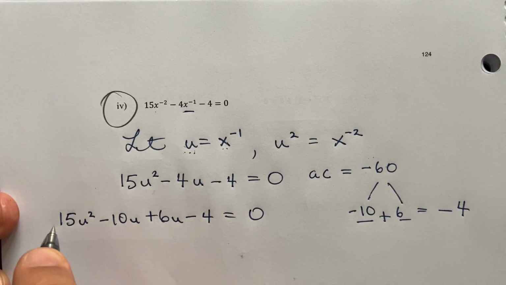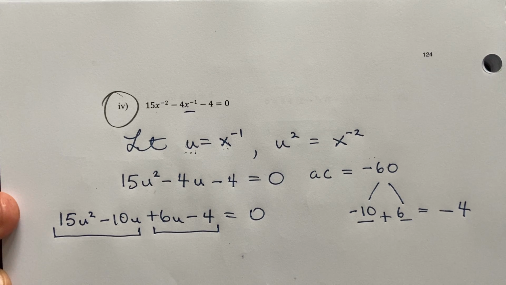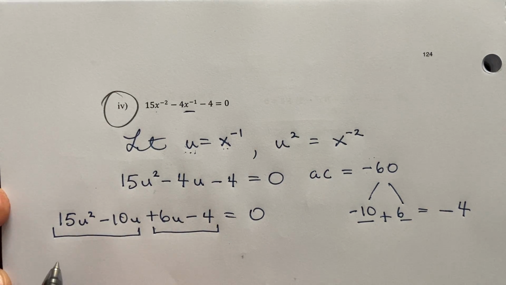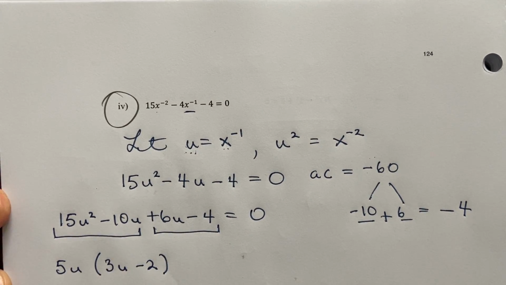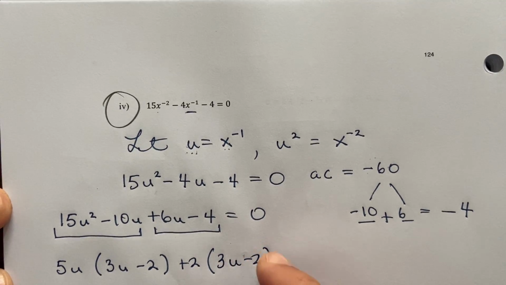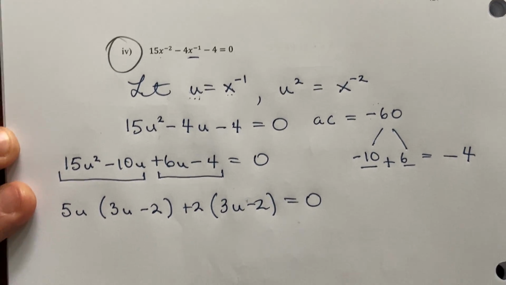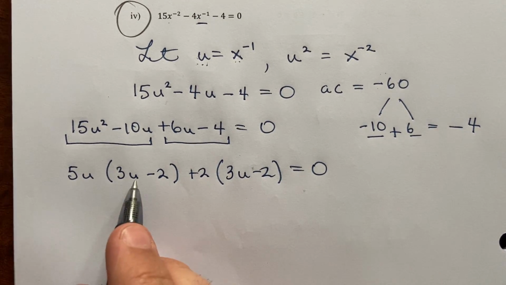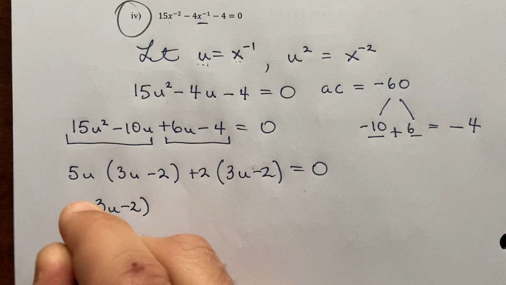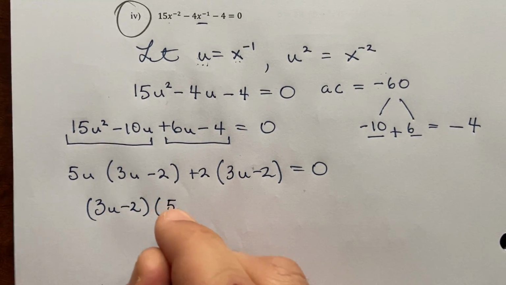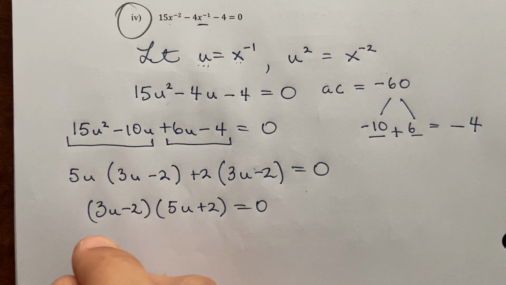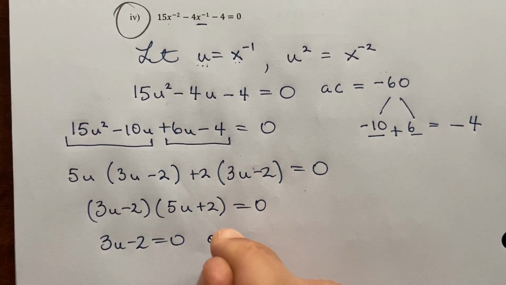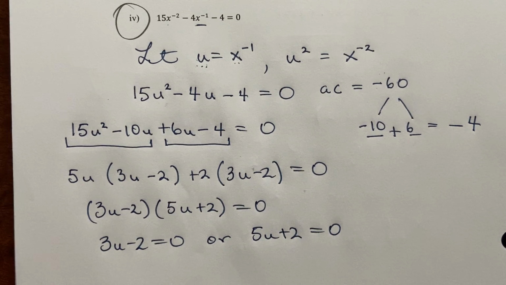And then factor by grouping. So I'll factor out of this group, and then I'll factor out of this group. It looks like we share a 5u. So 5u, 3u minus 2. Factor out a 2, leaving behind a 3u minus 2. And then factor out the 3u minus 2, leaving behind 5u plus 2. This all equals 0. By the zero product property, it must be that 3u minus 2 equals 0, or 5u plus 2 equals 0.